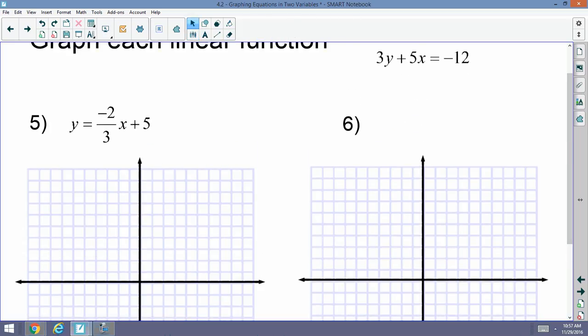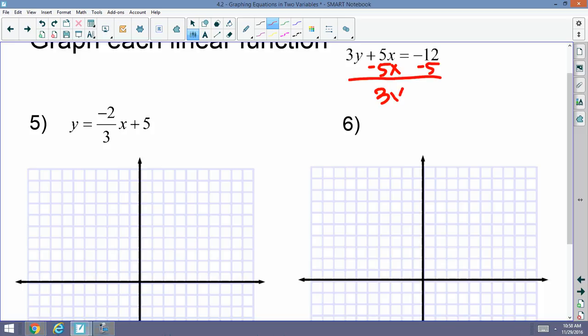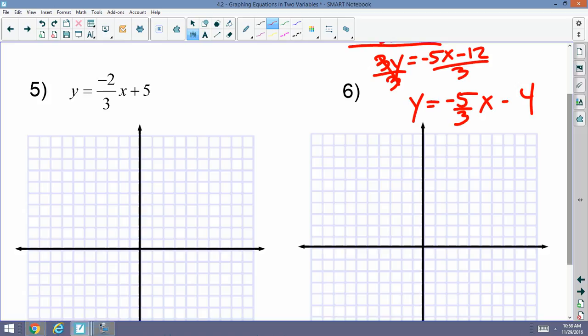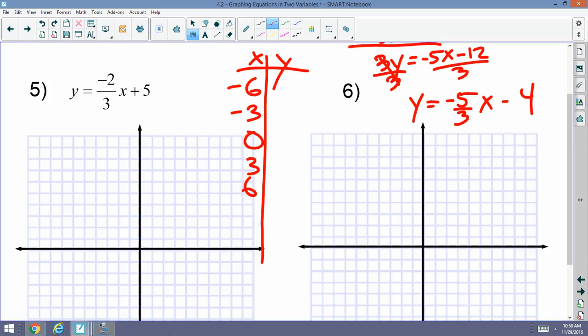So let's go ahead and solve for y. How do I solve for y here? Excellent. Very good. Remember, everything is divided by 3, so y equals negative 5 thirds x, leave it as a fraction, minus 4. Does that make sense? Can I use the multiples of 5 here? No. What can I use, though? Negative 6, negative 3, 0, 3, 6. Beautiful.